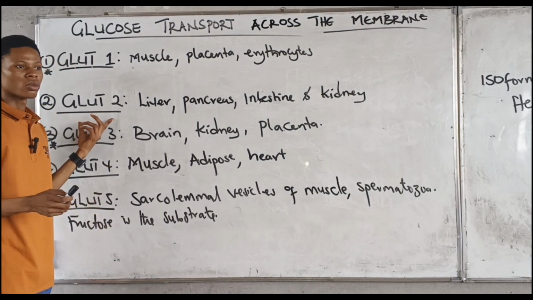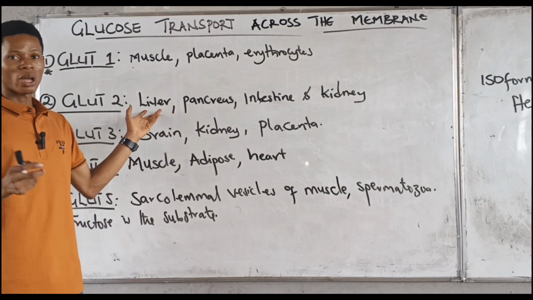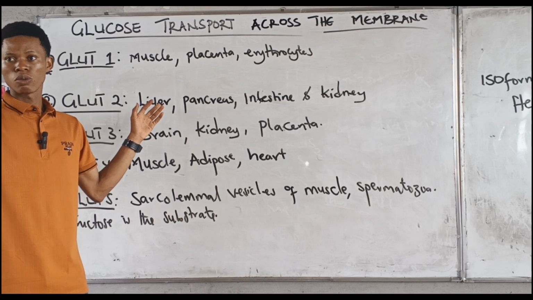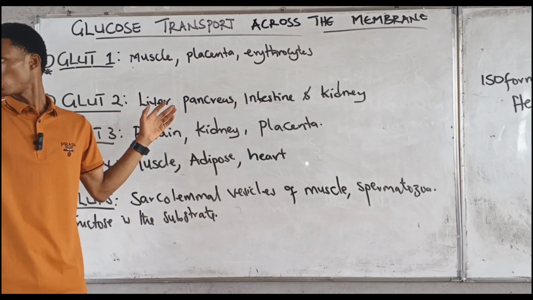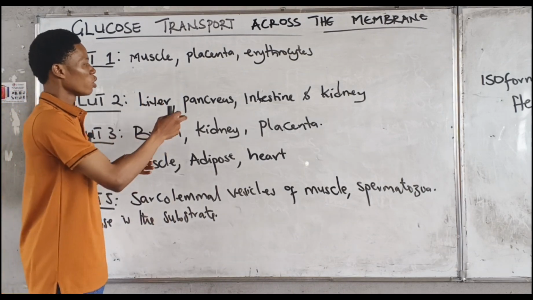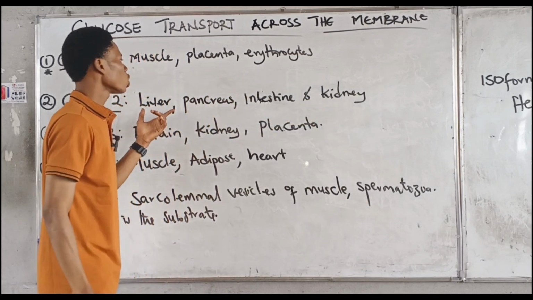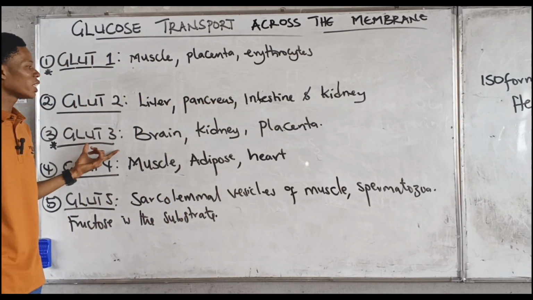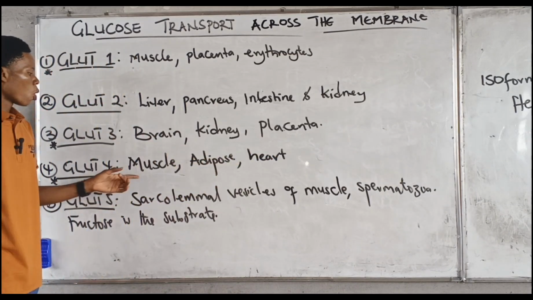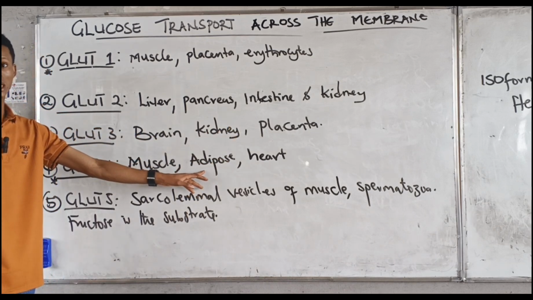For GLUT2, GLUT2 is located in the plasma membrane of liver cells. You know, how many liver cells do we have? We have 3 main liver cells, right? You still remember the Kupffer cell? Which other one do you remember? But you know we have the cells of the liver, right? Good. Now, the pancreas, the intestine, and the kidney. So GLUT2 is located in these. GLUT3 is located in the brain cells, kidney, and placenta. GLUT4, muscle, adipose tissue, and heart, cells of the adipose tissue, that is adipocytes.